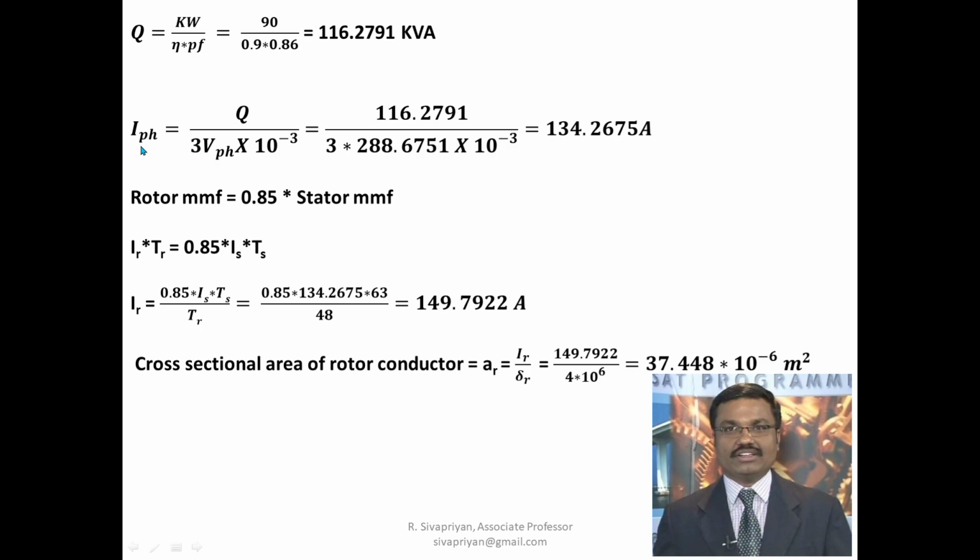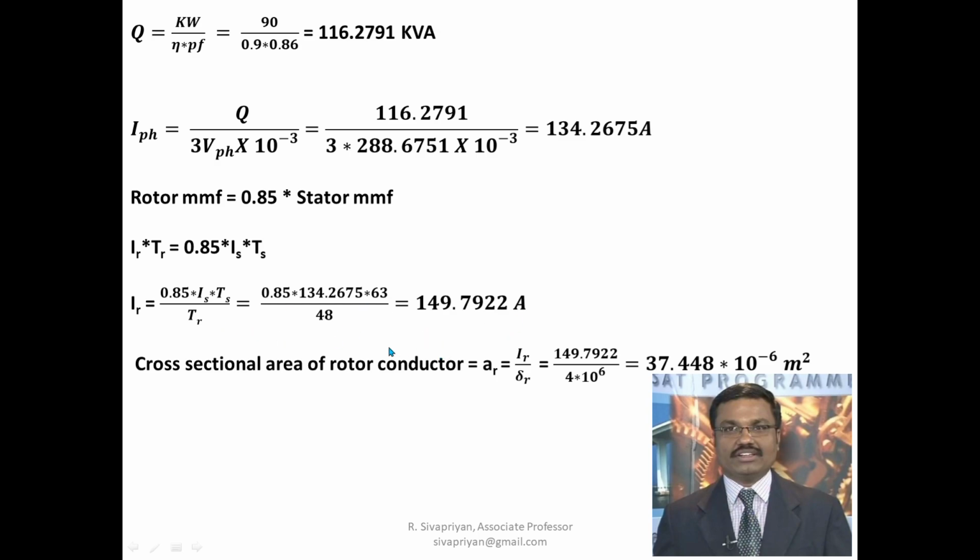From that I phase, we can get the rotor current. What is the rotor MMF? Rotor MMF is 85% of stator MMF, which we already discussed in the procedure. So what is the rotor MMF formula? IRTR. What is the stator MMF formula? ISTS. So with 0.85, 85%, IR equal to 0.85 ISTS divided by TR. Now if you substitute all the values, we will get 149, approximately 150 ampere on the rotor side. So in the rotor conductors, approximately 150 ampere current will flow.